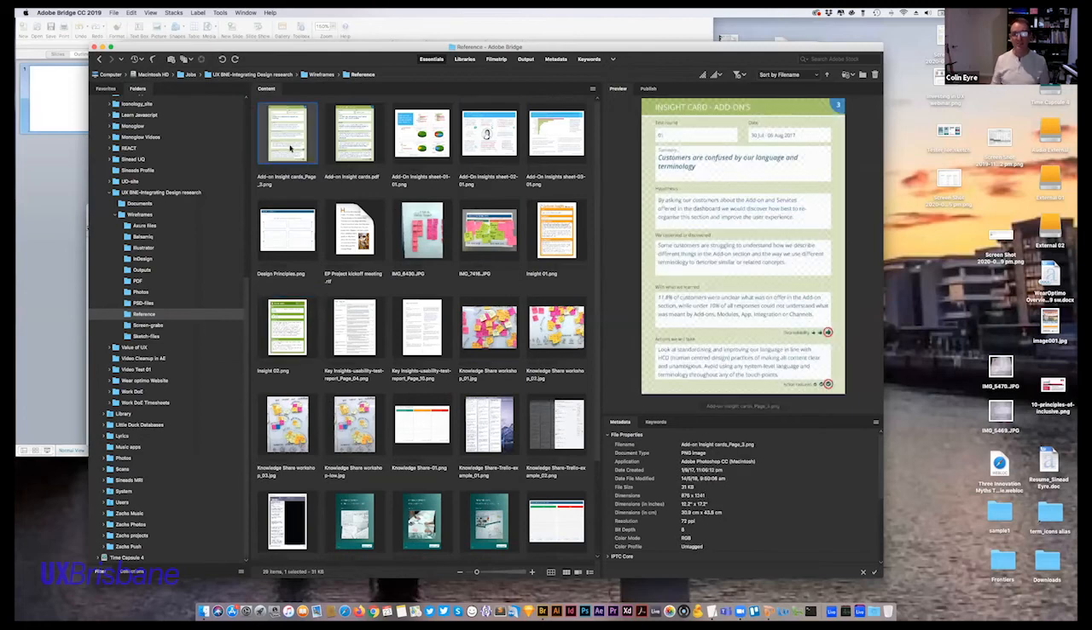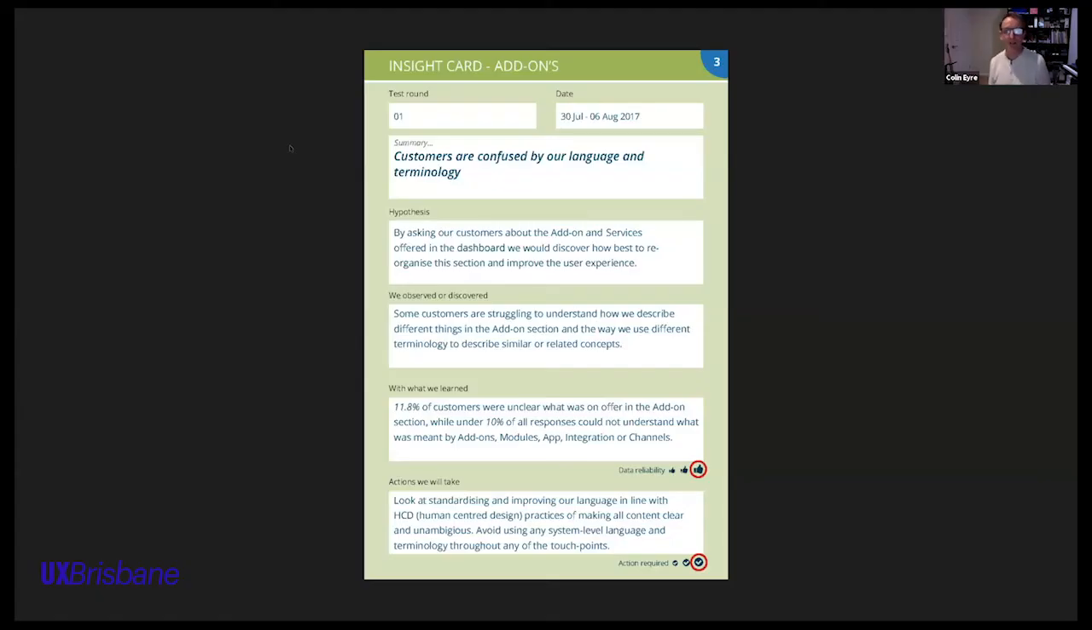Okay, so here's an example of an insight card. This came from about 10 partner surveys and questions, and about 3 or 4 rounds of usability testing. So we've condensed them down. Basically, customers are confused by the language and terminology. It's as simple as that. And we had a hypothesis we'd go out and test some add-ons for a SaaS service. Customers were struggling to understand all the different language we used.